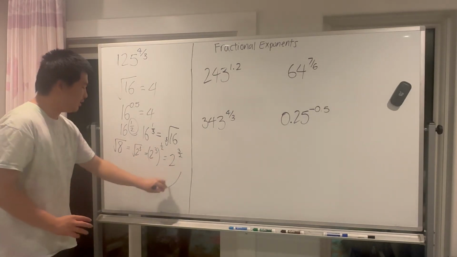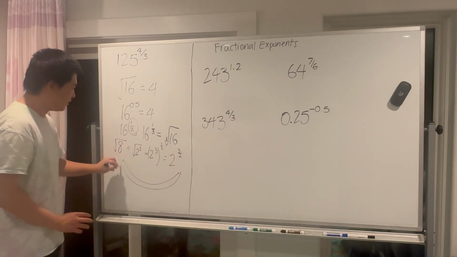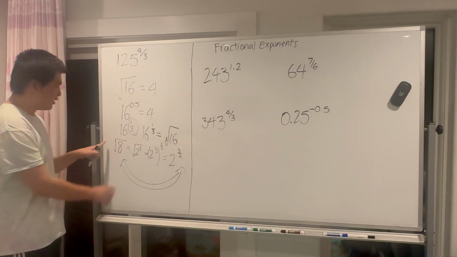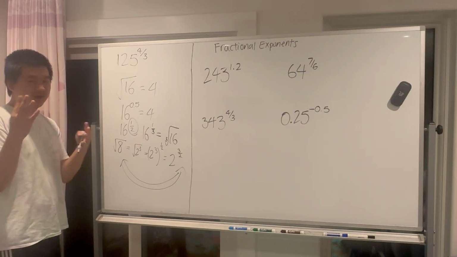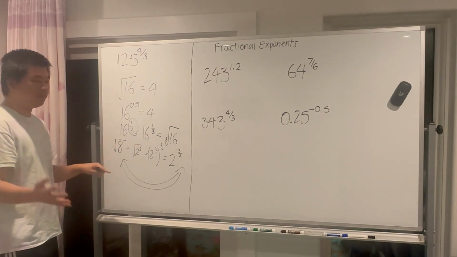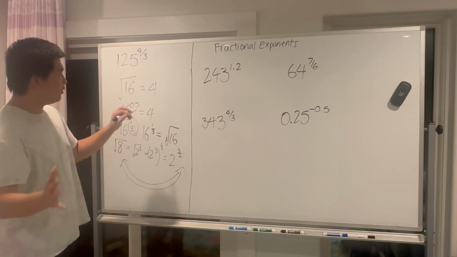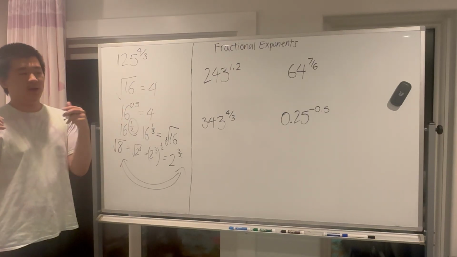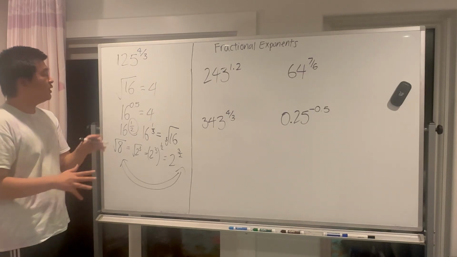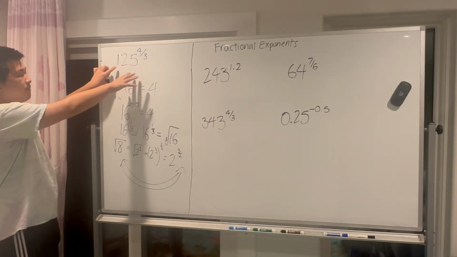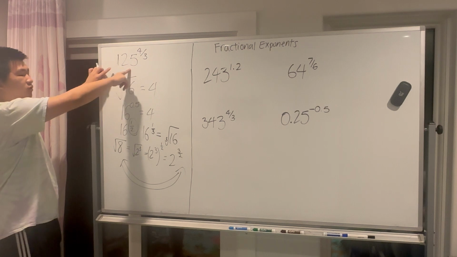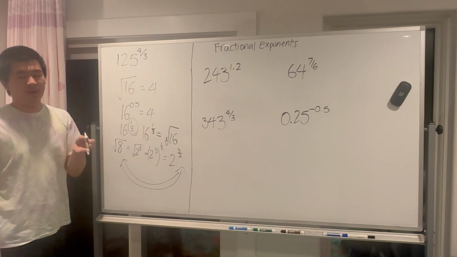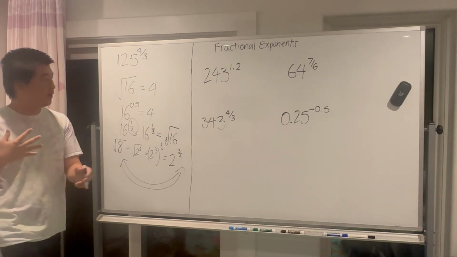And this is where the important relationship comes in. You can see that 2 to the power of 3 over 2 is the second root of 2 to the power of 3. In other words, a number to the power of like a over b is going to be the bth root of that number to the power of a. So here, this is going to be the cube root of 125 to the power of 4, or the 4th root of 125 to the power of 3. You can think of it either way.